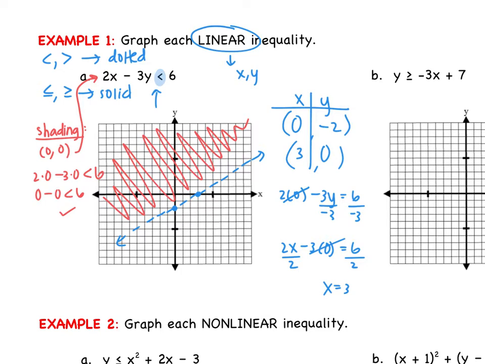If it was false, then you're going to shade on the side that does not have 0, 0. So that's the first one. Questions before we look at another example?